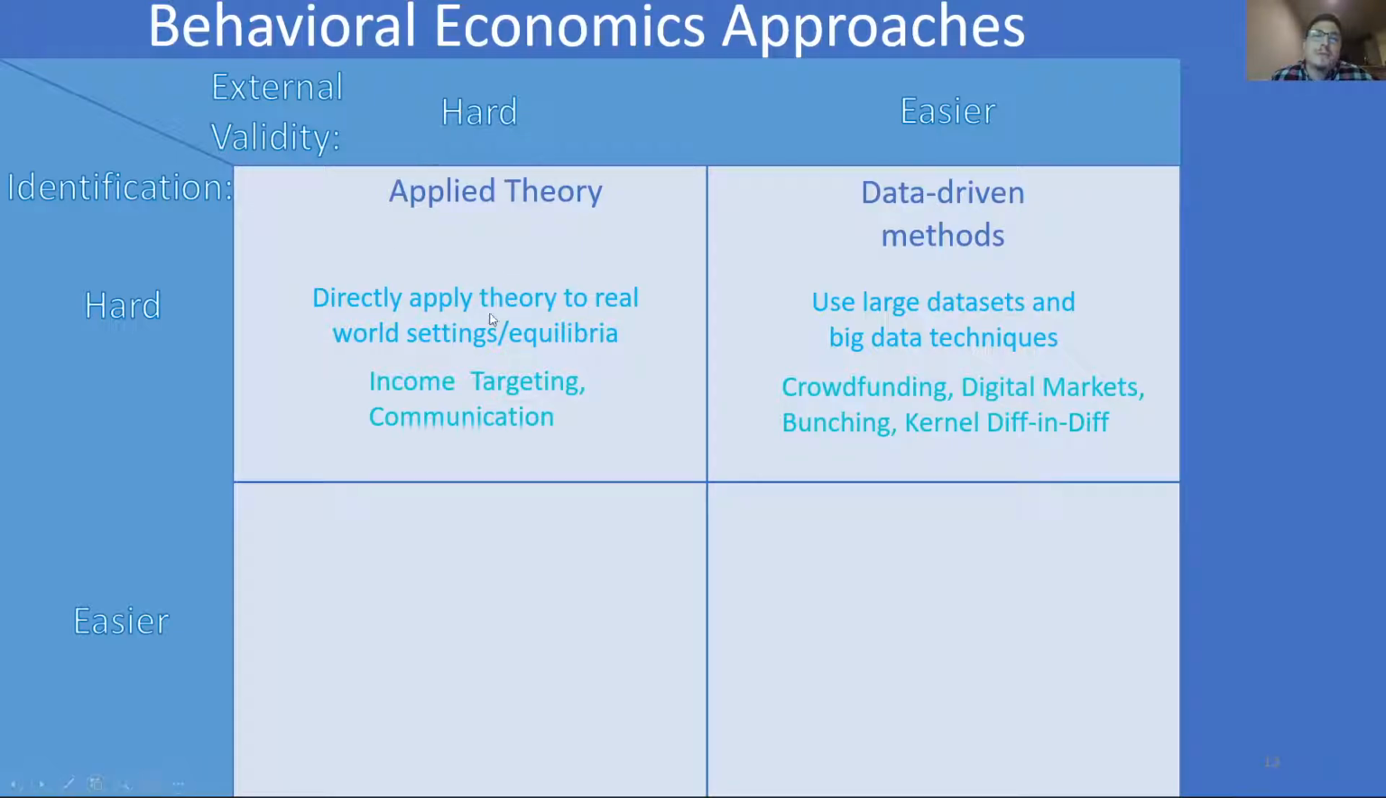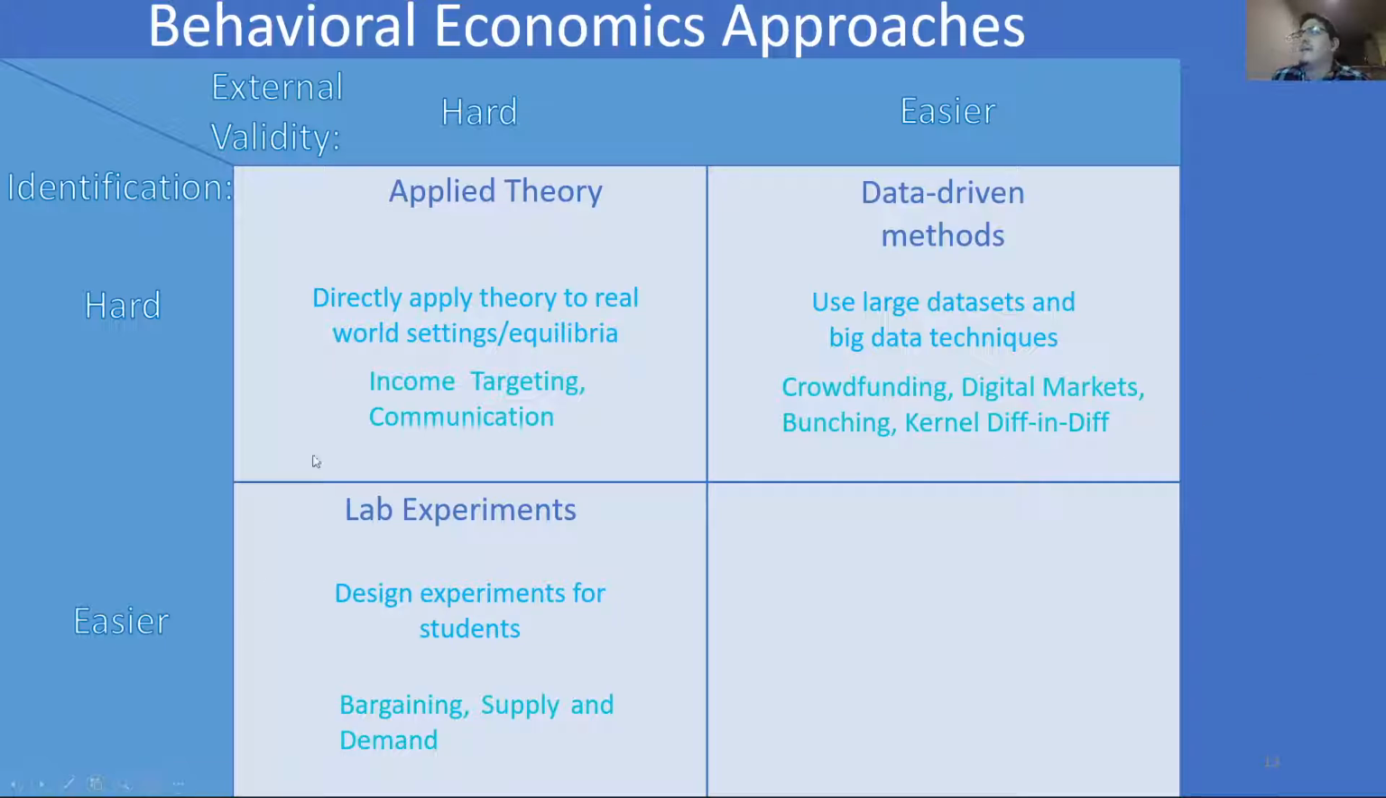In applied theory, it's very hard to demonstrate external validity, and it's incredibly hard to demonstrate identification. Now, the second bubble, again, we're not going to cover too much in this course. That is data-driven methods, so using large data sets and big data techniques to extract some aspect of human behavior. Digital markets rely on this a lot. You can look at techniques like bunching or differences using a kernel approximation. They all fit here. But these are the ones we're going to focus on.